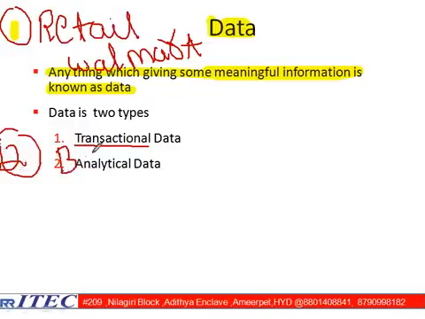Next, number two, if you go for the next kind of business, I'm taking banking and finance and service business. You are going to one bank and trying to deposit some amount. Can I call that one transaction? Yes. So due to the transaction, we are getting some data. Whatever data we got, that data is also called as what, sir? Transactional data.